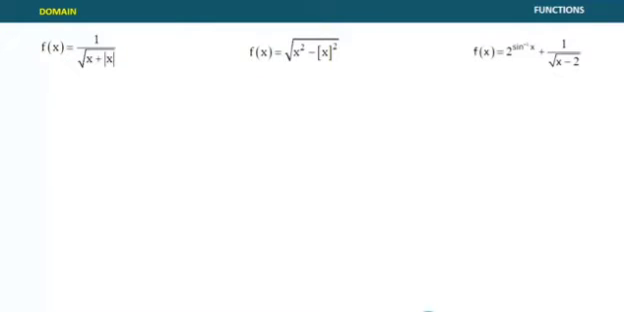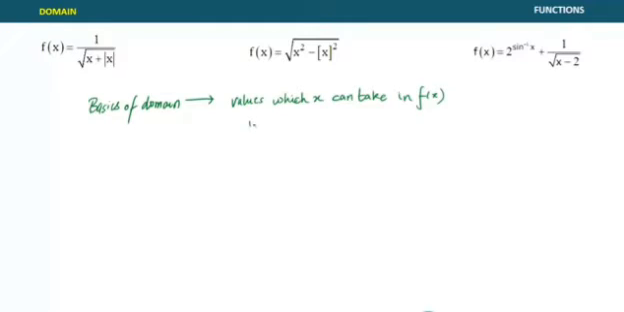Okay, let's start the topic of domain. Let me highlight the basics of domain first of all, right? For the basics of domain, what you understand by domain is the values which x can take. Values which x can take in f(x), if the function is in terms of f(x).